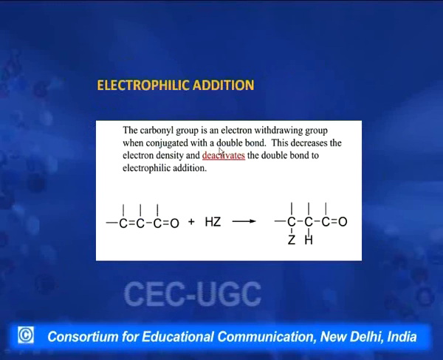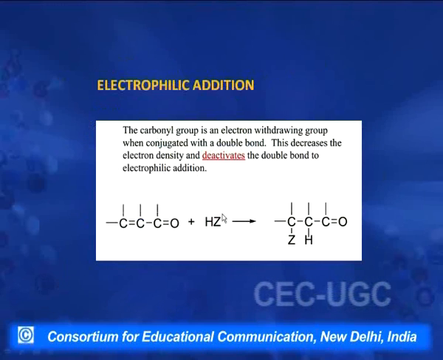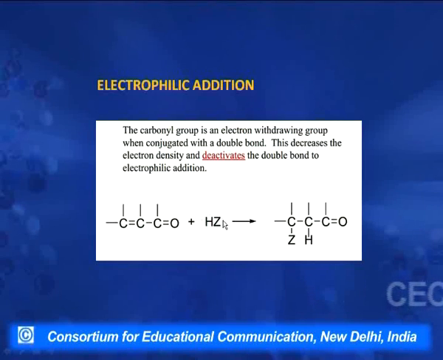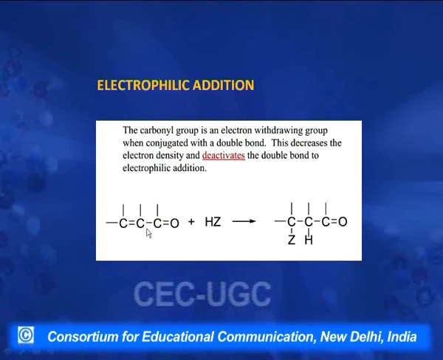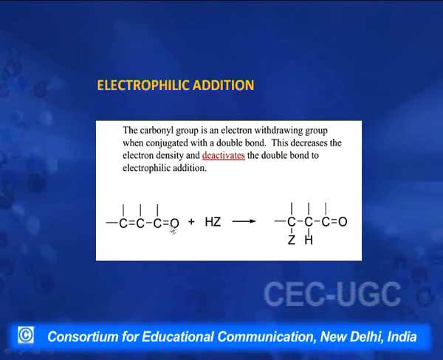So, in electrophilic addition, this is say HZ, any electrophile group which is going to add across this double bond, but there is another double bond here between carbon and oxygen. Now, normally in alkenes we find that this HZ is to be added across this double bond, but there is now a competitive reaction across this double bond also.